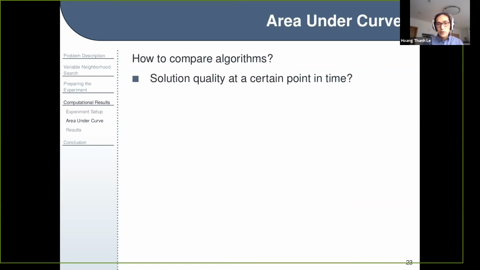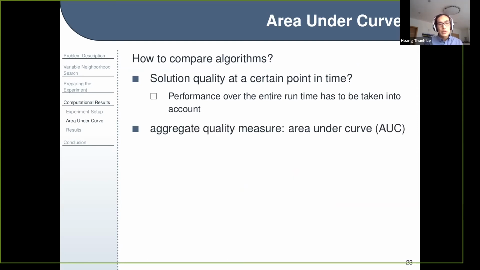If one were to just focus on the solution quality at a certain point in time, then doing so would lead to neglecting other points in time where an algorithm might have been better or worse than others. So we found that it was important to take the performance over the entire runtime into account. And for this reason, we chose an aggregate quality measure that is known as the area under curve.